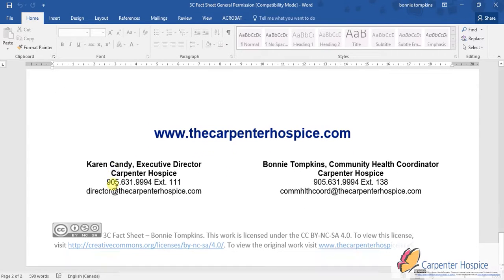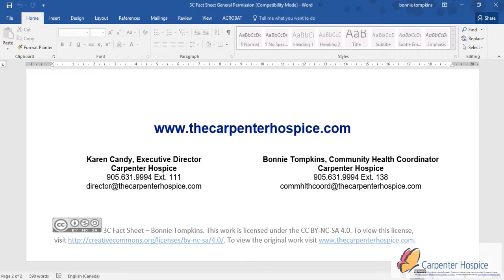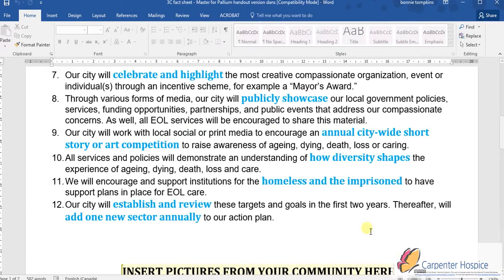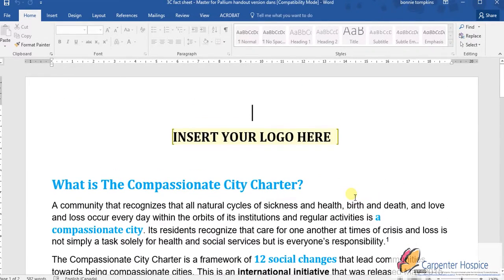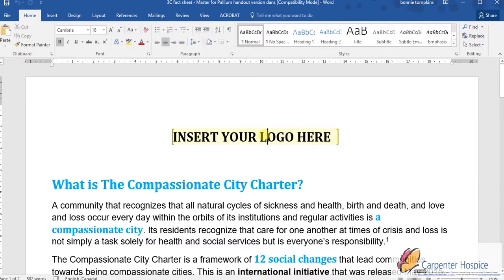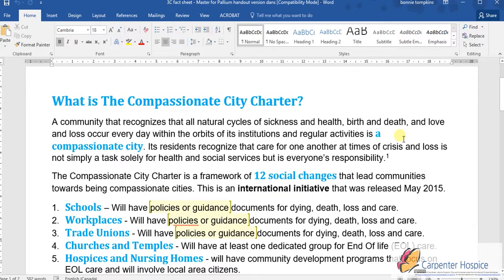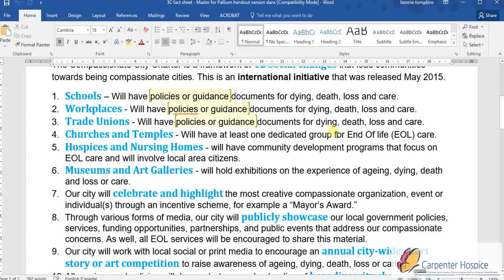And then what I'm going to do is actually show you the sheet that's going to be posted online that you can make changes to yourself. So here's the sheet. You can insert your logo here. Anywhere that there's yellow is the sections that you can change. There are sections you can't change, and that's because these are the critical pieces that you need to make sure you convey the basic information about the charter, right?